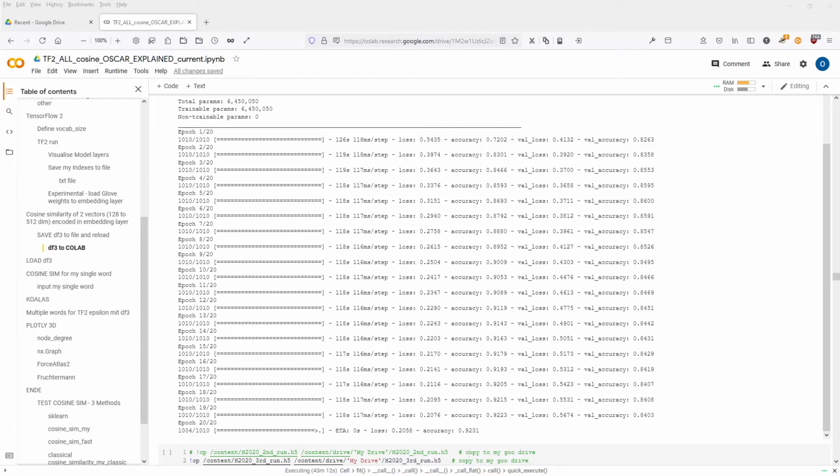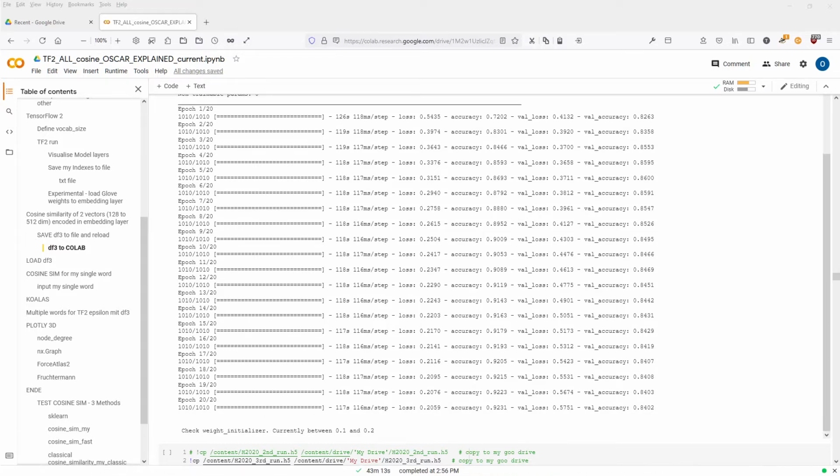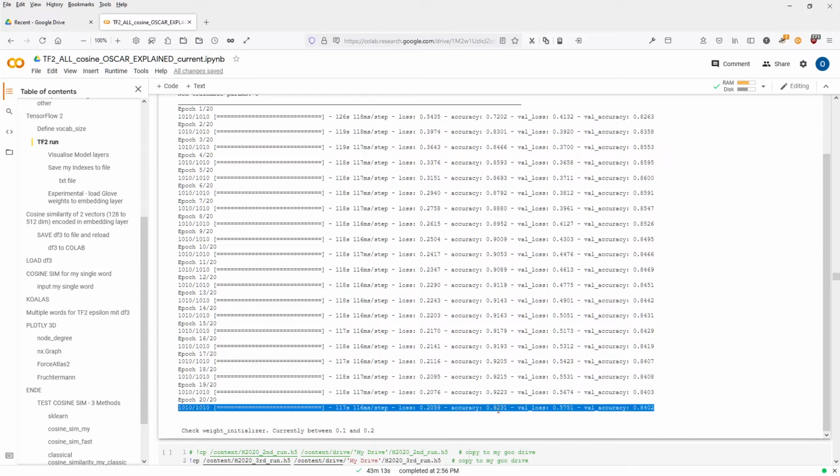And after 40 minutes, we are back, and we are at epoch number 20 of 20. Our accuracy is 92.3%. Loss is about 0.2. This is fine for demonstration purposes. Remember, my validation accuracy is just minuscule, so whatever there is, it is above 80%, which is fine.